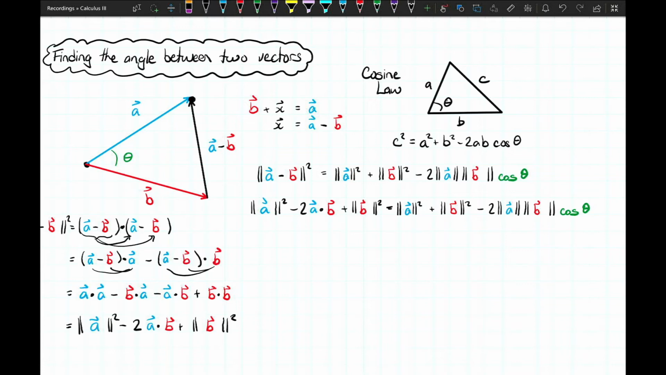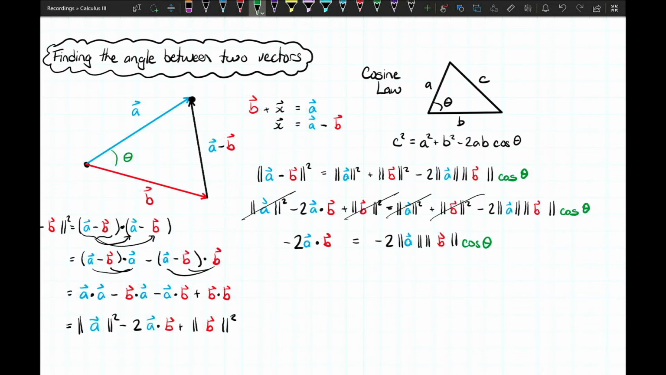On both sides of the equation, we have common terms that can be canceled out. That's the first thing that we can do to really make this a lot simpler. On the left-hand side, we simply have that dot product of A and B multiplied by the scalar negative 2. And on the right-hand side, the only term that doesn't cancel out is this minus 2 times the norm of A times the norm of B times cosine of theta.